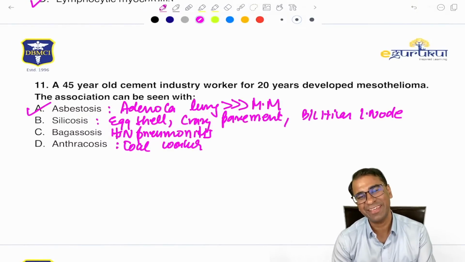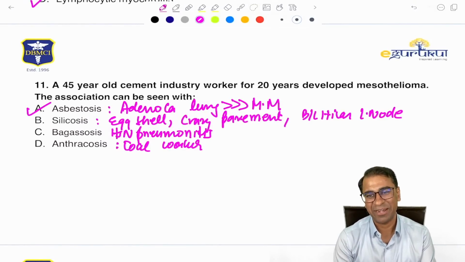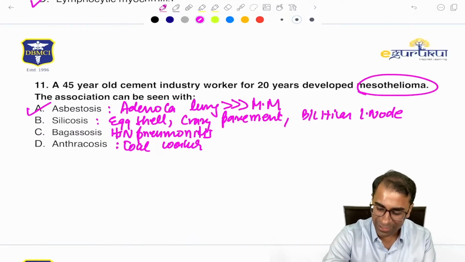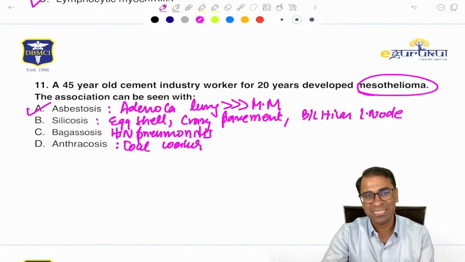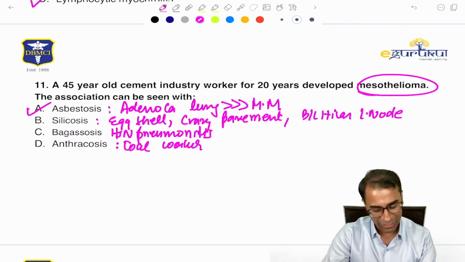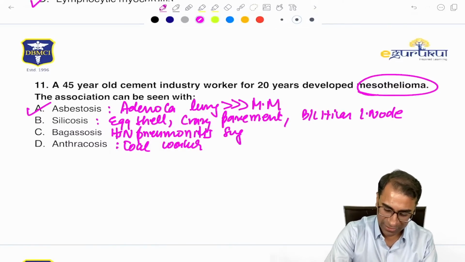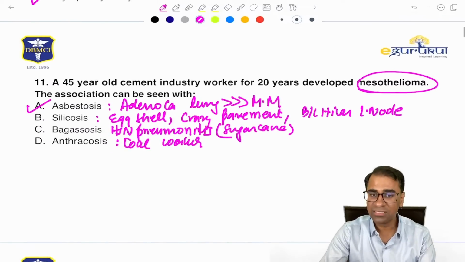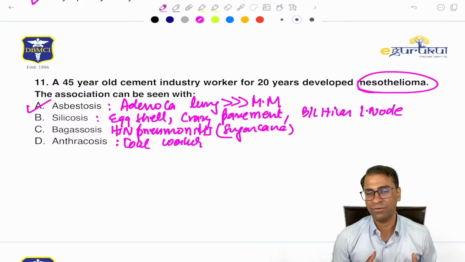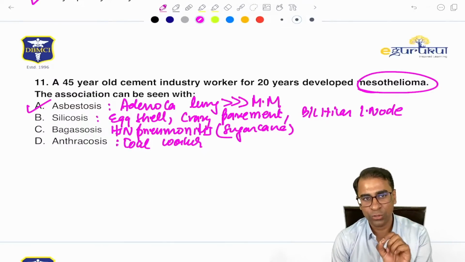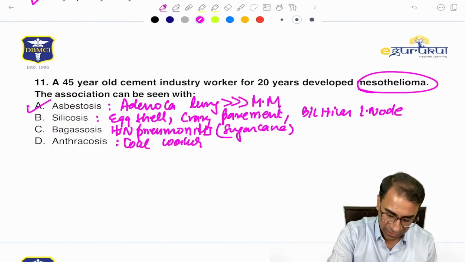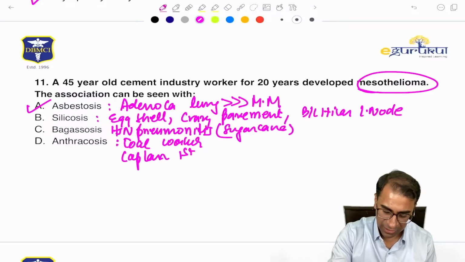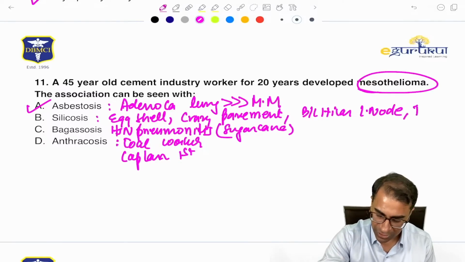Cement industry is not enough to say this is asbestosis, but because mesothelioma is seen, it has to be asbestosis. Bagassosis is caused by sugarcane. Caplan syndrome can be seen in all the three types of pneumoconiosis. Remember, Caplan syndrome was first seen in anthracosis. Silicosis increases the risk of TB.